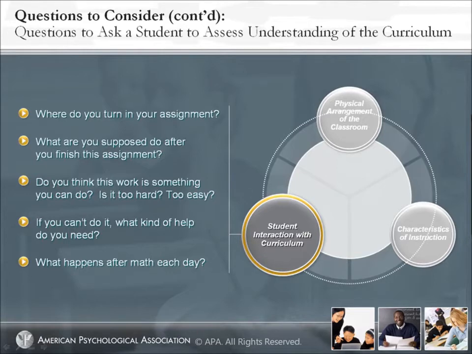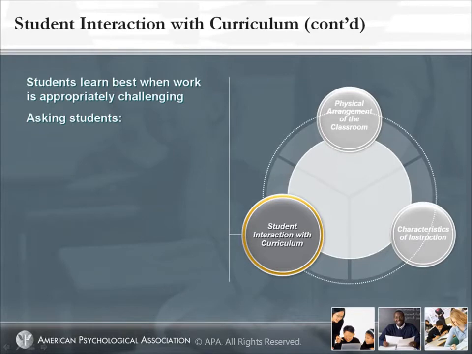Do you think this work is something you can do? Is it too hard? Too easy? If you can't do it, what kind of help do you need? What happens after math each day? Students learn best when work is appropriately challenging.